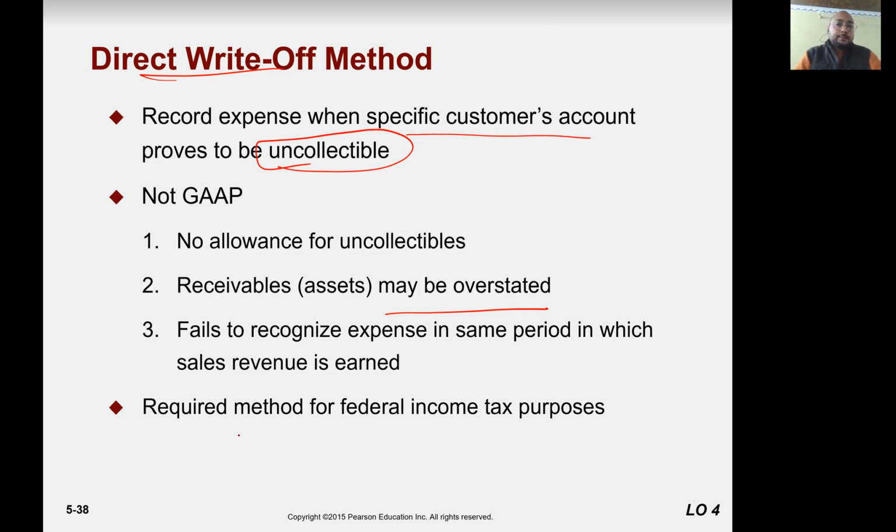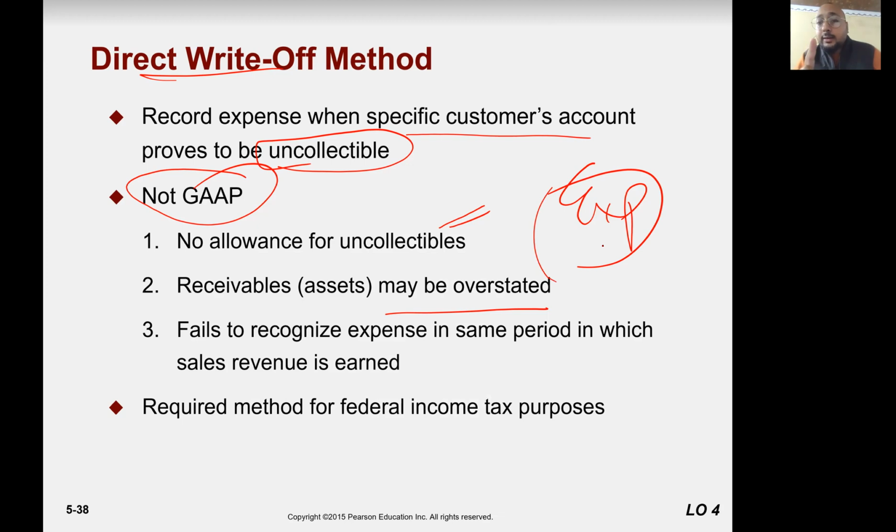Okay. So not GAAP, which means no allowance for uncollectible. Basically, the write-off method does not follow GAAP. Why? Because the expense is not recognized when it should be. What is the expense recognition? You need to record the expense right now when it happens. So you record the expense in advance.